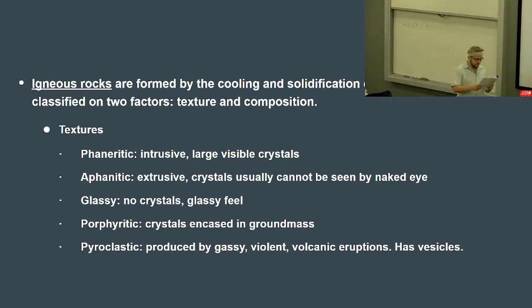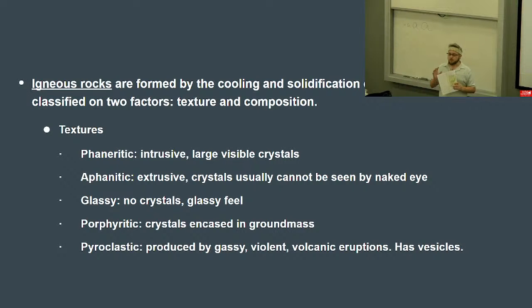There are a few ways that we can classify igneous rocks, and that is through their texture and composition. First, we need to know the difference between texture and composition. Texture essentially means the size of the crystals inside of the rock, and composition means its chemical composition. We have a few textures listed right here. We have phaneritic texture. That means that the rock is made from magma that cooled inside of the Earth's crust.